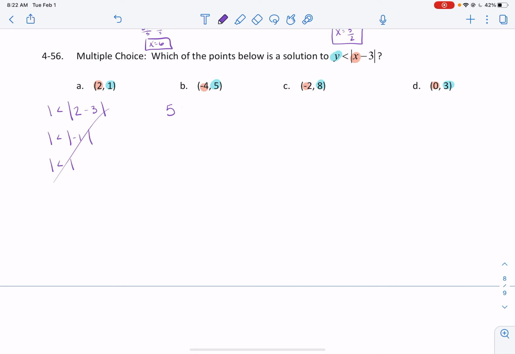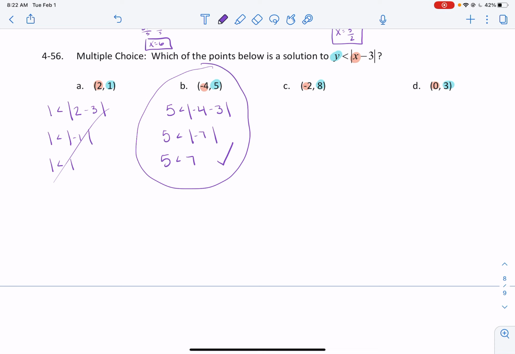Okay, let's try this one. We've got 5 is less than the absolute value of negative 4 minus 3. So that'd be negative 7. The absolute value of negative 7 is 7. Is 5 less than 7? Yes, that's true. Now, it could be more than 1 point here, so let's take a look. 8 is less than 3. Nope, that's not true.